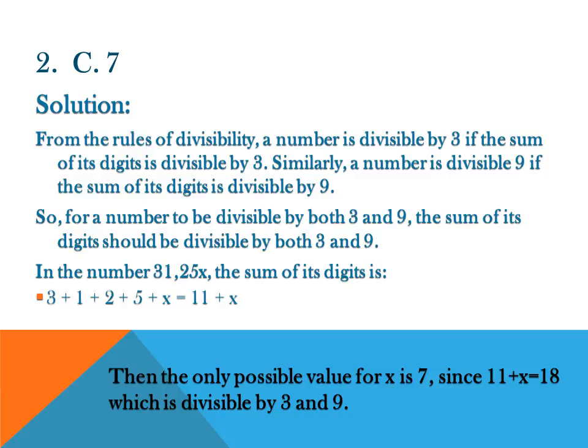In the number 31,250x, the sum of its digits would be 3 plus 1 plus 2 plus 5 plus x, or 11 plus x. Then, the only possible value for x from the choices is 7, since 11 plus 7 is equal to 18, and 18 is both divisible by 3 and 9.